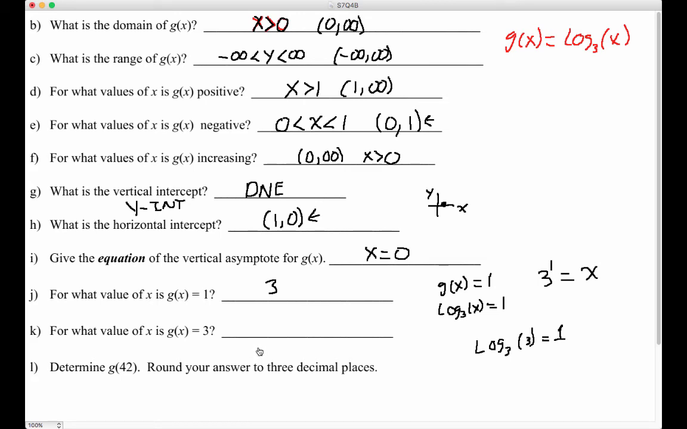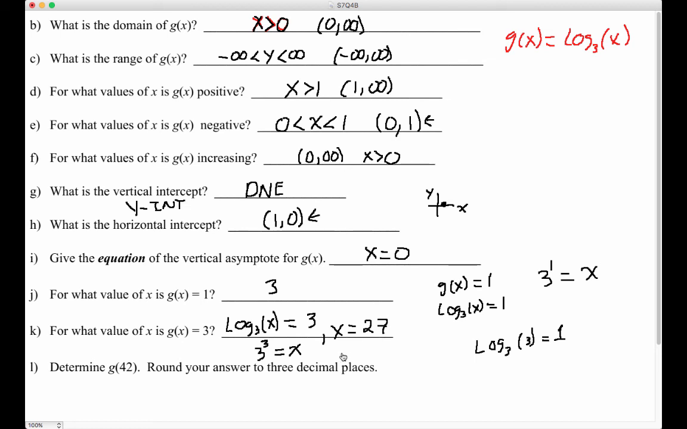For what values of x is g of x equal to 3? In other words, for what values of x does logarithm base 3 of x equal 3? Okay, so that's saying the exponent on a 3 that gets me x is equal to 3. In other words, changing this back into exponential notation, that says 3 cubed is equal to x. So if 3 cubed is equal to x, then what does that say? Well, that says that x must be equal to 27.